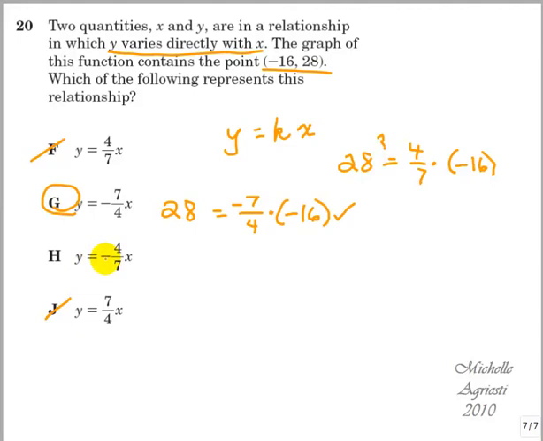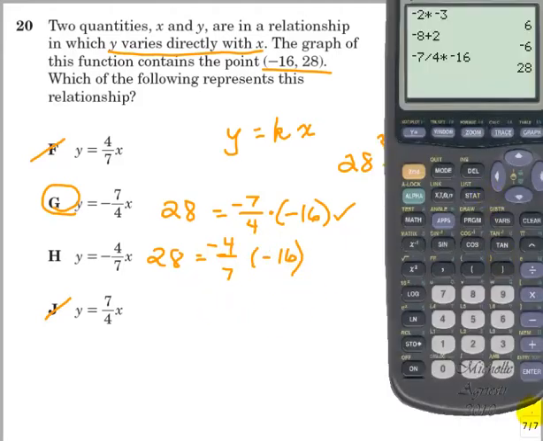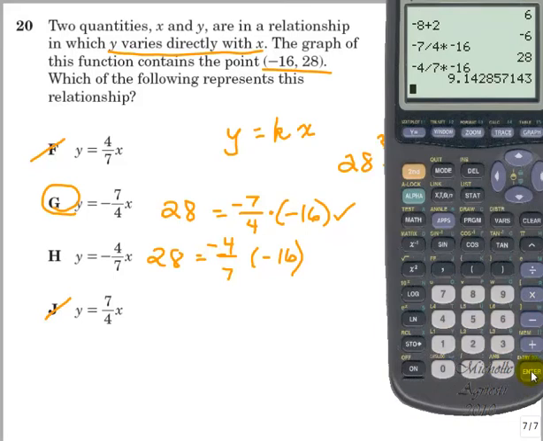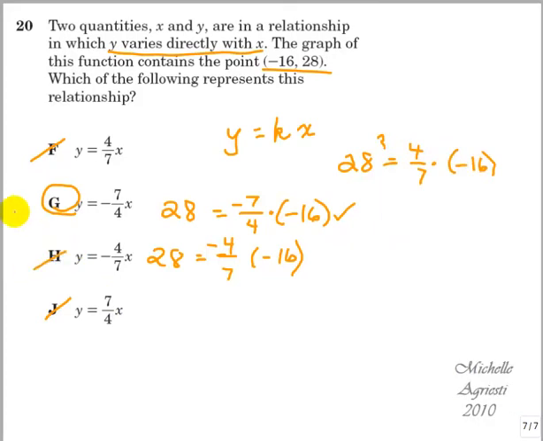Let's check this last one just in case. 28, is it equal to -4/7 times -16? -4/7 times -16. Ooh, and we do not get 28, so I know my answer is G.